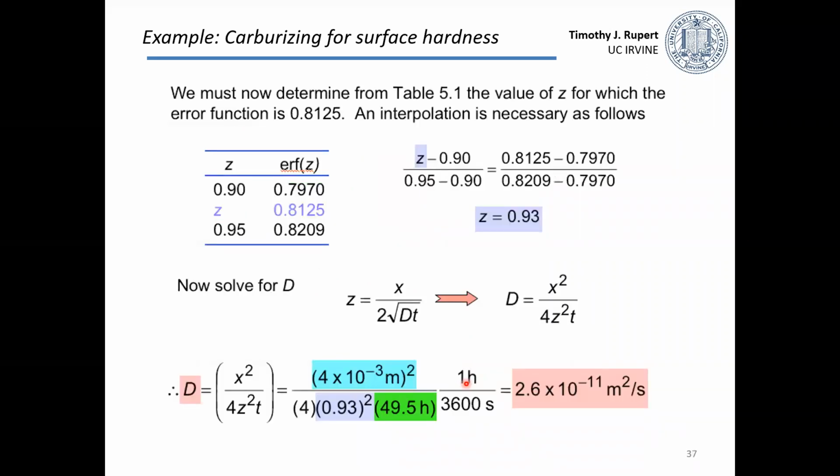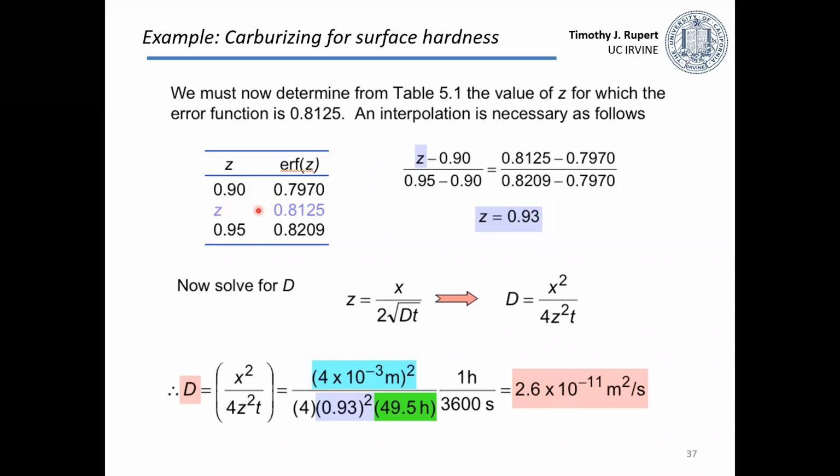I can go and use table 5.1. If I look at table 5.1, it only has discrete values. It doesn't have every possibility of every value in the world. And what I see is that it doesn't have exactly that error function value, 0.8125. It has 0.7970 and 0.8209. Those are the closest I can get. Now I know my value is somewhere in here, so I can think about, okay, for this value of the error function, what's my value Z?